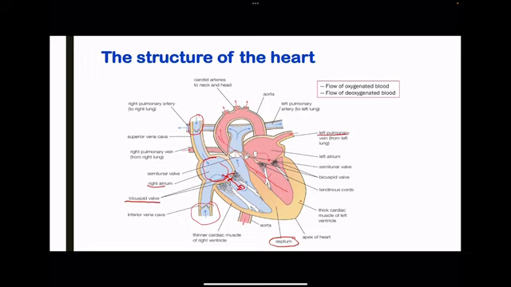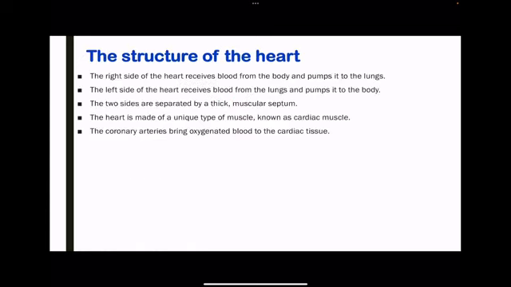You need to know the labeling and the function of the basic structures of the heart, the chambers of the heart, the valves of the heart, and describing double circulation basically in the human heart. So like I already said, talking about the structure of the heart, the right side of the heart receives blood from the body and pumps it to the lungs. Then the left side of the heart is going to receive blood from the lungs and pump it to the body, or to the rest of the body.